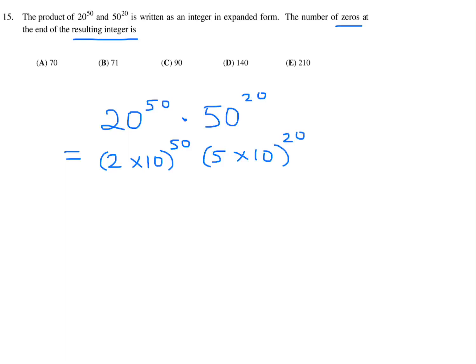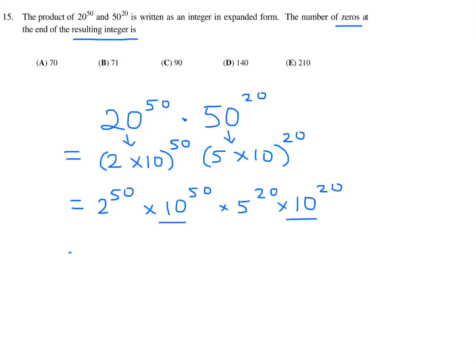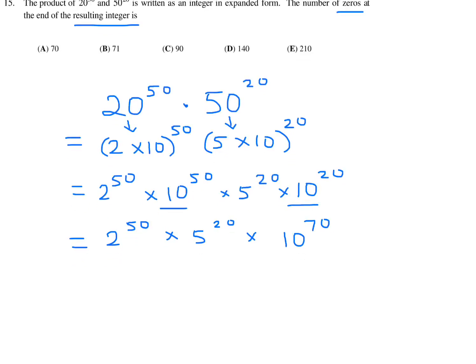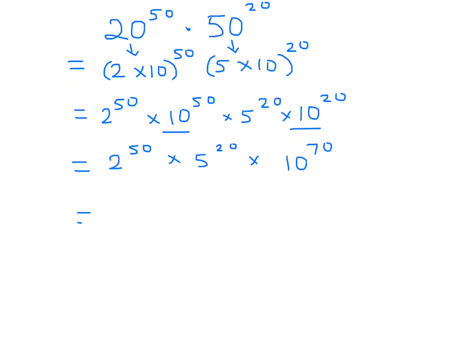So that's the first thing I did, is I broke this up into 2 times 10 and 5 times 10. And that would immediately give us a whole bunch of 10s, like this. And you can group these 10s together, and they would become 10 to the power of 70. So you're left with 2 to the 50 times 5 to the 20. Like that. Now, can this be further manipulated to create more 10s? And the answer is yes.